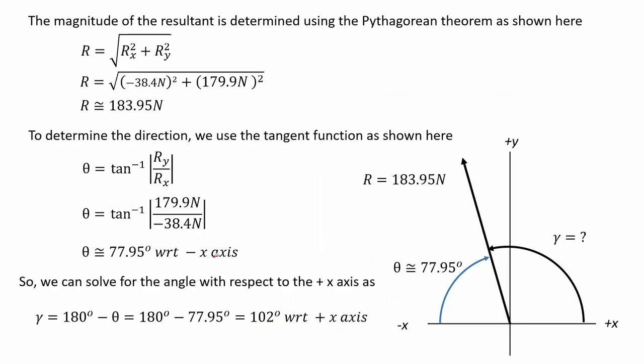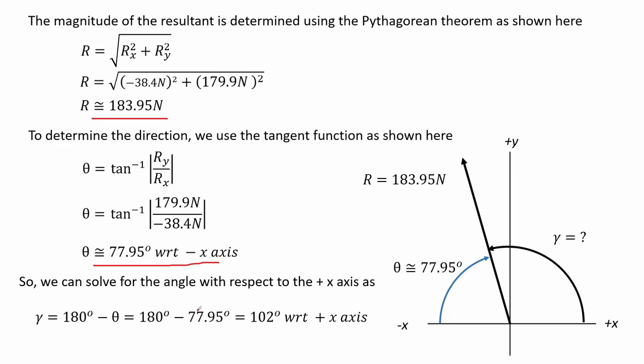To obtain the magnitude of the resultant vector, we apply the Pythagorean theorem and we see that it is about 183.85 newtons. For the direction, we use the tangent function. We have to be careful here in regards to the orientation, so we look at the image. We see that the angle theta for the tangent function is measured with respect to the negative x-axis.